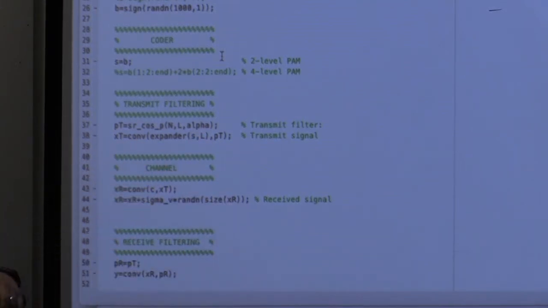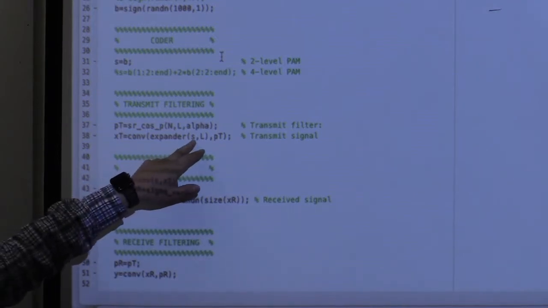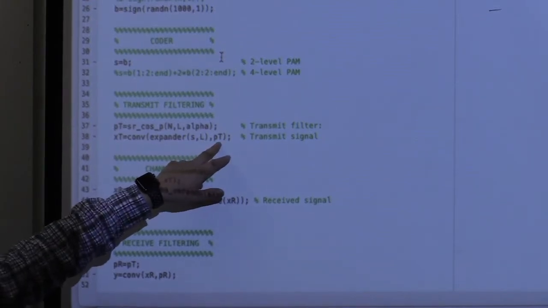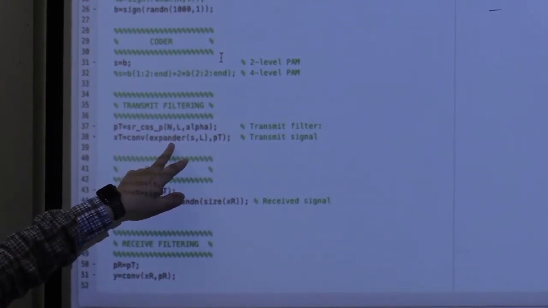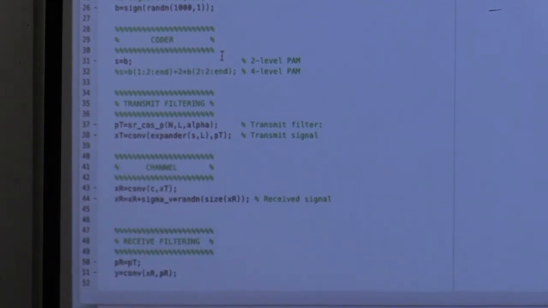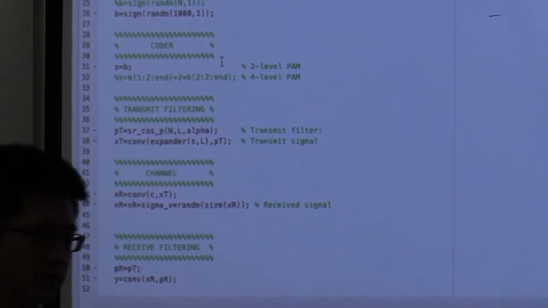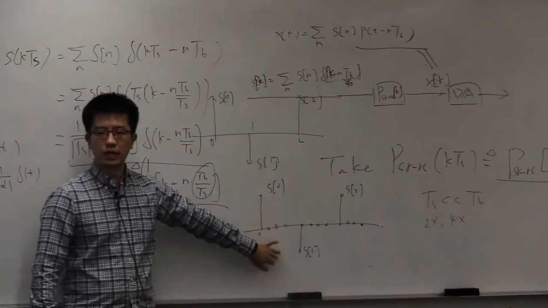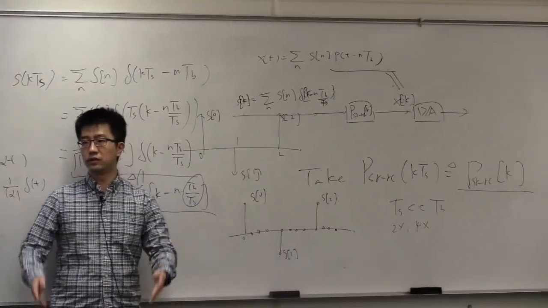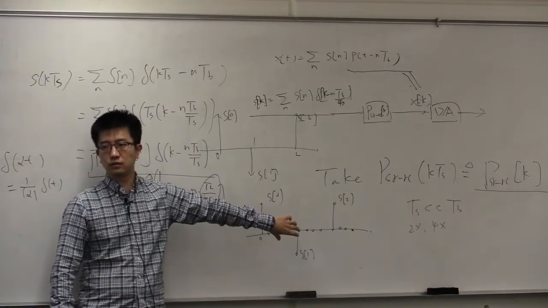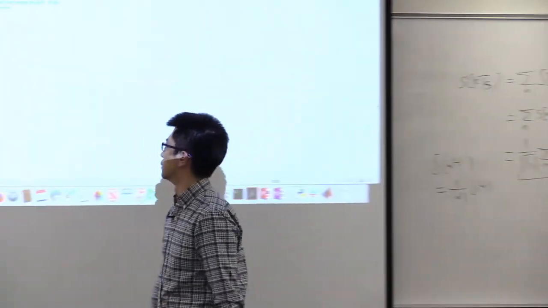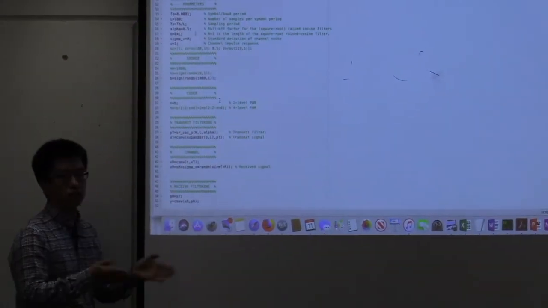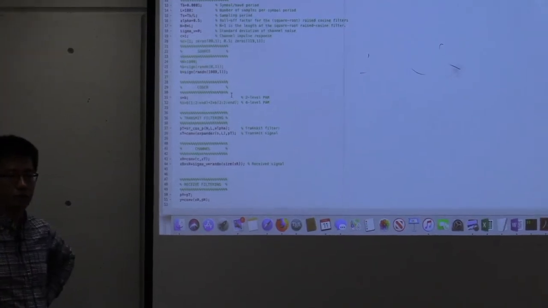When we pass the signal, which is our S, through the filter PT, we need an expander here. So what does the expander do? Let's try to remember. Now our S is just a sequence of plus 1, minus 1, plus 1, minus 1. We're going to pass that signal. Exactly, this expander does exactly this. It pads a number of zeros. If the symbol length is L, it pads L minus 1 zeros, for example 99 zeros. That's how we can convert everything to the digital filter. Zero padding is a very important technique. We're going to see this over and over again.